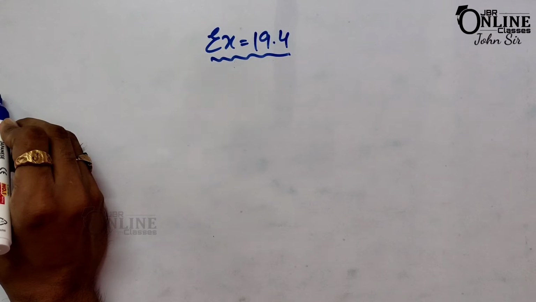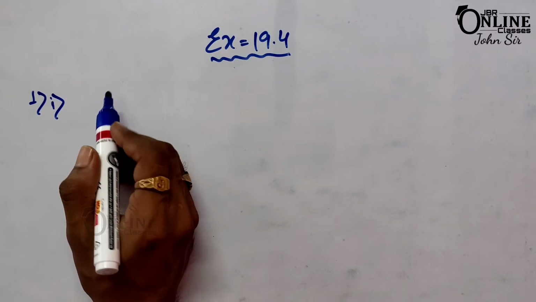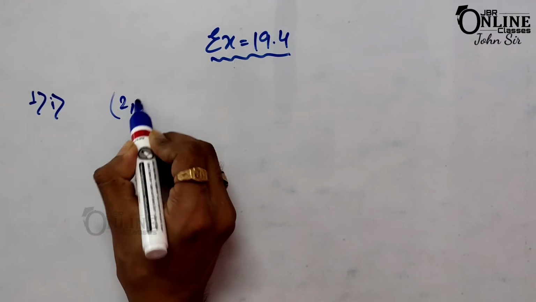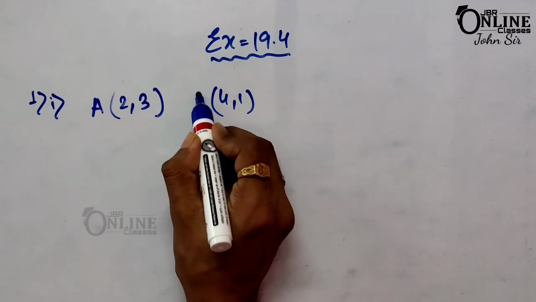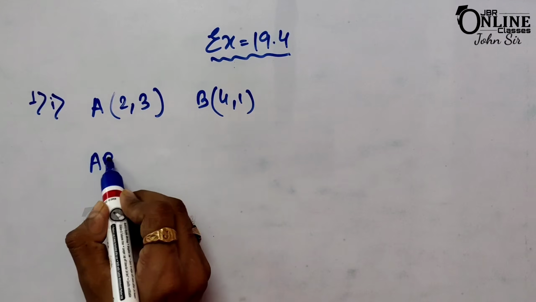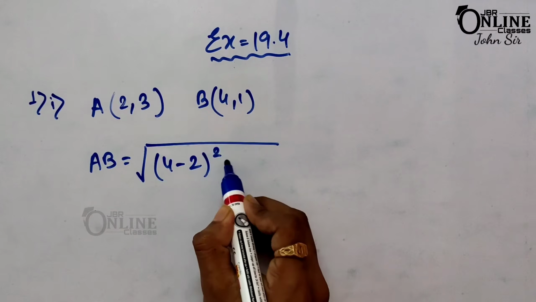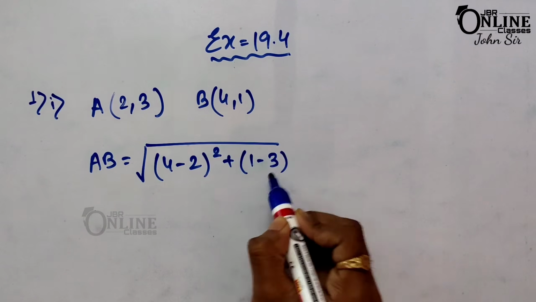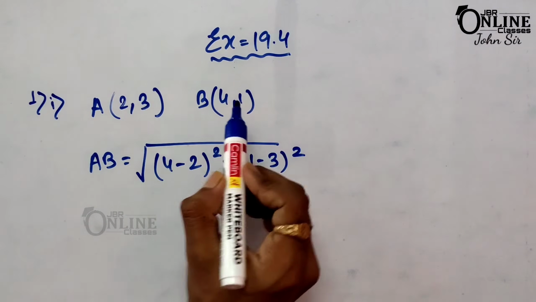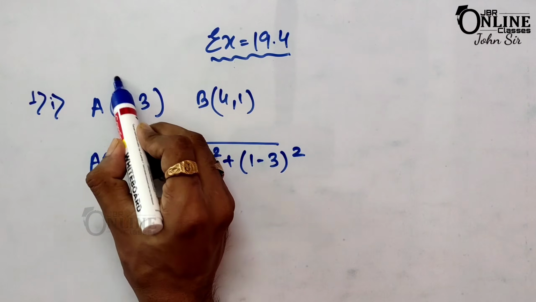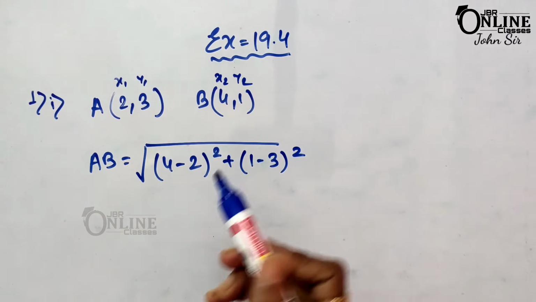So here sum number 1. In sum number 1, find the distance between the following pairs of points. First the points here are (2, 3) and (4, 1). Suppose this one is A and this one is B. So here AB equals the square root of (x2 minus x1) whole square plus (y2 minus y1) whole square. So this one is x1 y1 and this one is x2 y2. You can write it this way for your help.